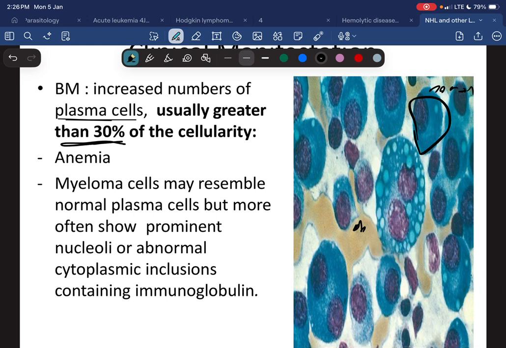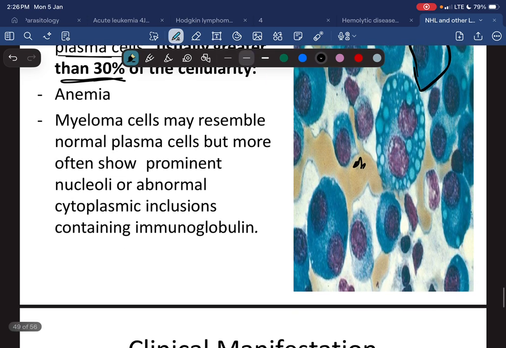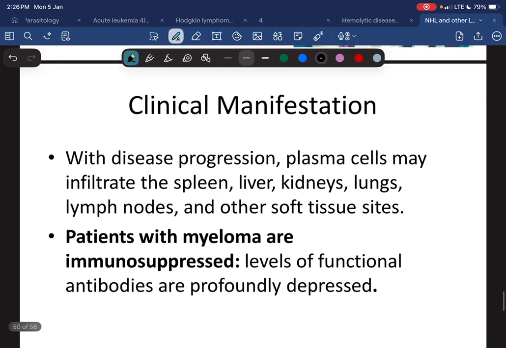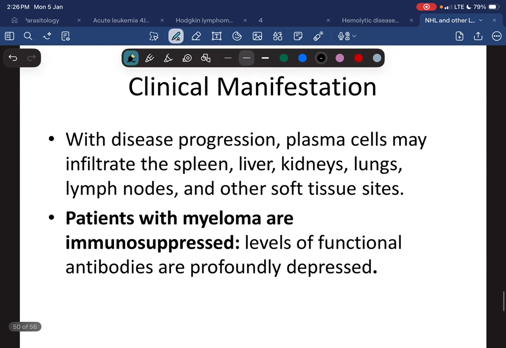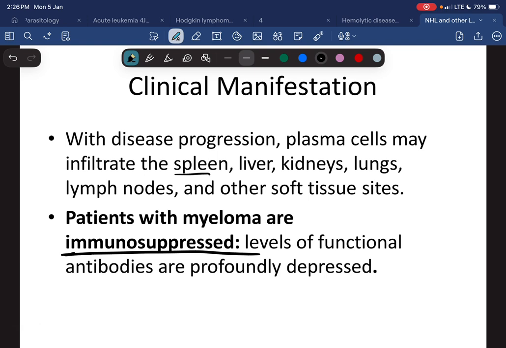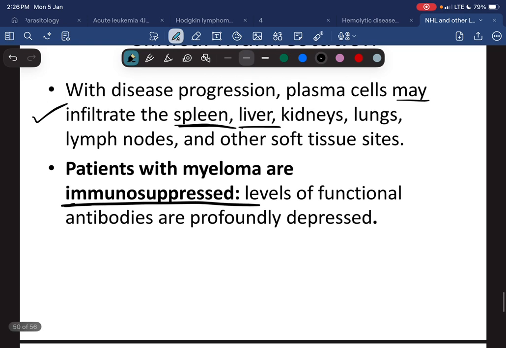Okay, with disease progression from the bone marrow, proliferation of plasma cells, the plasma cells might infiltrate the spleen and liver and other tissues. We can see other foci of plasma cell aggregates in the body. Patients with myeloma, we said, are immune compromised due to the decrease in the level of normal immunoglobulins and antibodies.